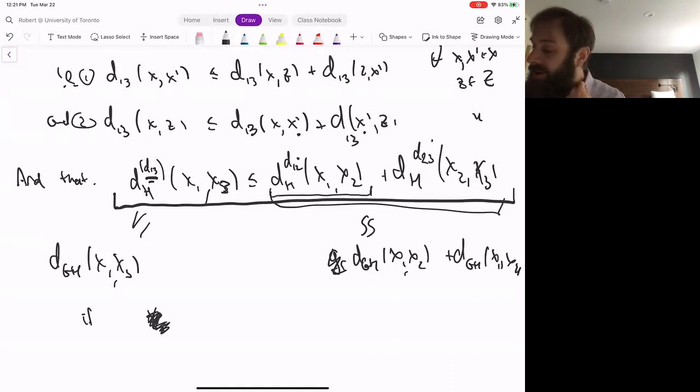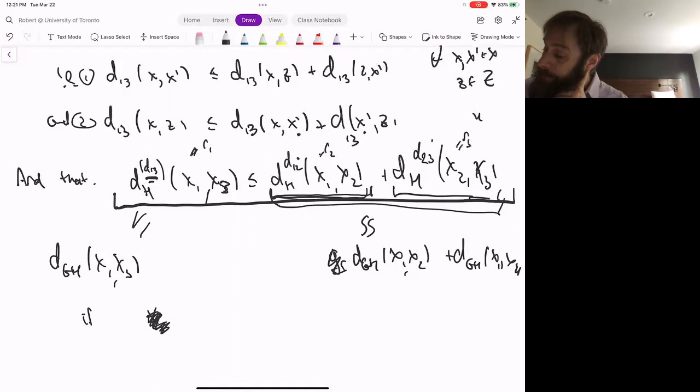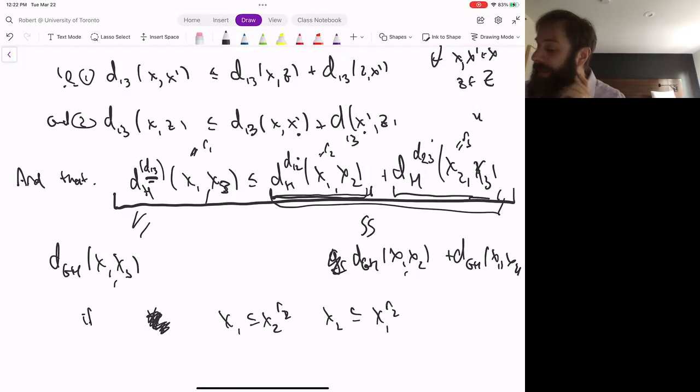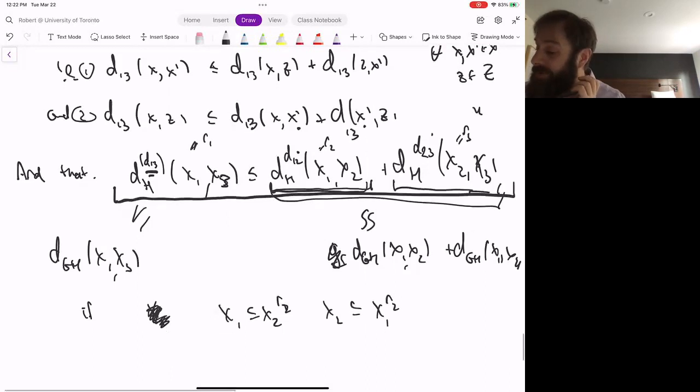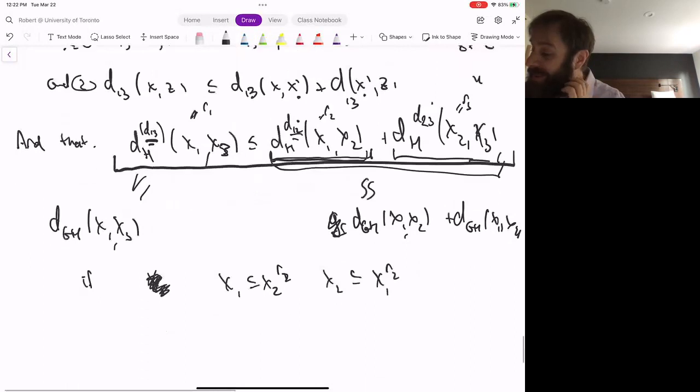So I have this thing here, and I have this thing here, which tells me, for example, if I call this, my notation is going to get messed up, but if I call this like R1 and R2 and R3, then I know that x1 is contained in an R2 neighborhood of x2, and x2 is contained in an R2 neighborhood of x1, and of course these neighborhoods are defined with respect to d1,2.